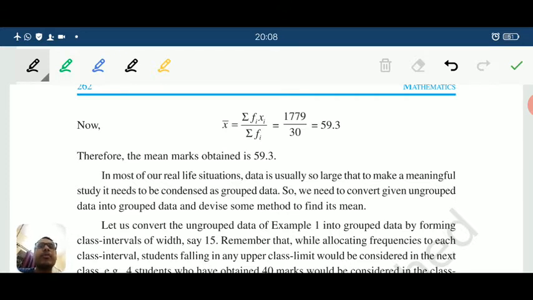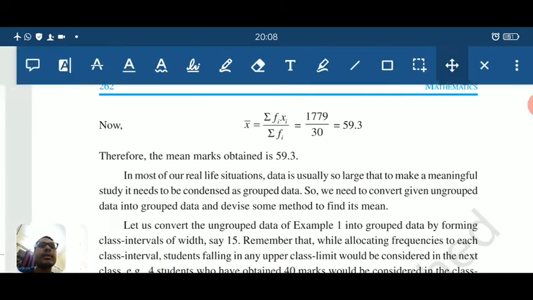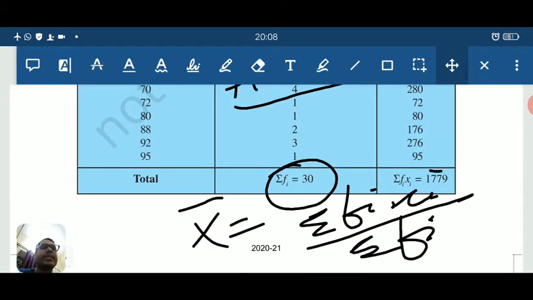In most of our real life situations, data is usually so large that to make a meaningful study, it needs to be condensed as grouped data. Suppose we get quite a lot of values, and if we go with the process we used in the previous one, sigma of fi xi by sigma of fi, arranging the data in a tabular format, suppose we had 30 students. If the data goes to n number of values, then we have to keep drawing the table, isn't it?